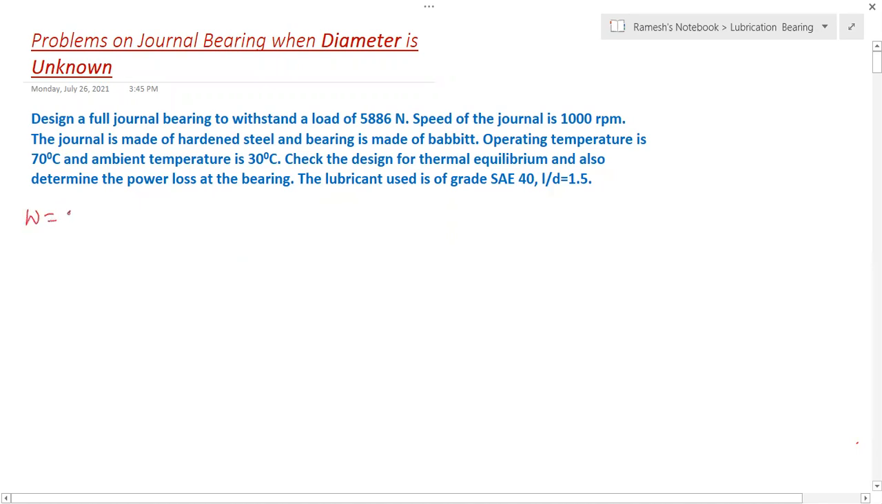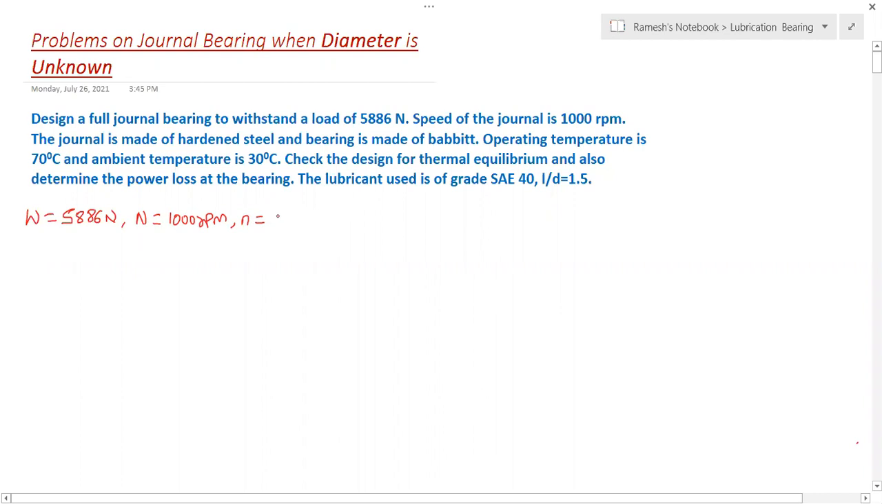It is noted as W. W is equal to 5886 Newton. Speed of journal is 1000 RPM. The speed is denoted as n. It is 1000 RPM, and we need to convert that into RPS. In some of the equations, we need to substitute in terms of RPS.